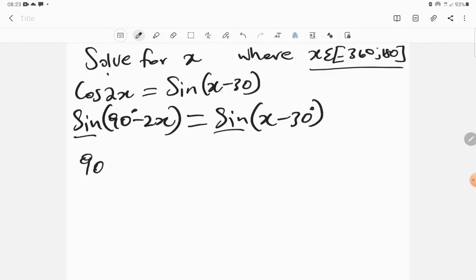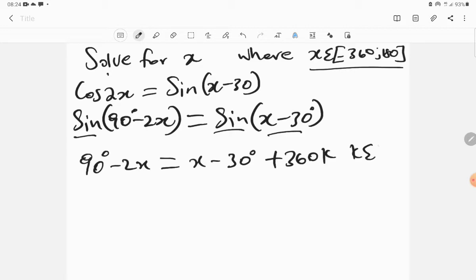Now, what do we have? We have 90 minus 2x. It has to be equal to this angle on the other side, which is x minus 30. Once you have this, you have to add 360k, where k is an element of integers. You can even be specific that k is an element from -1, then 0, 1, 2, 3, 4, 5. Otherwise, these are likely to be true to the domain that is usually given.